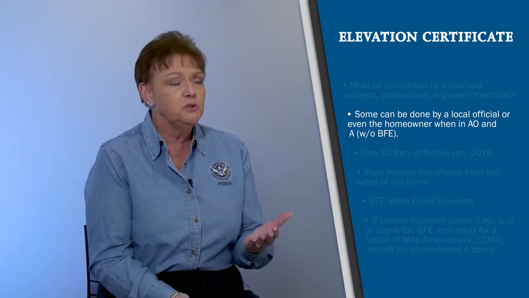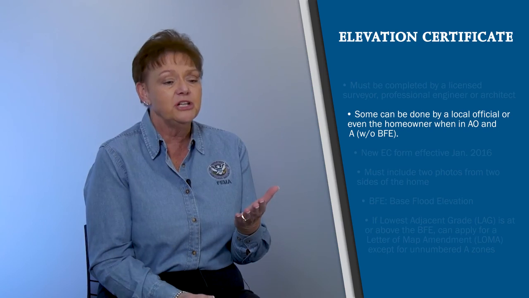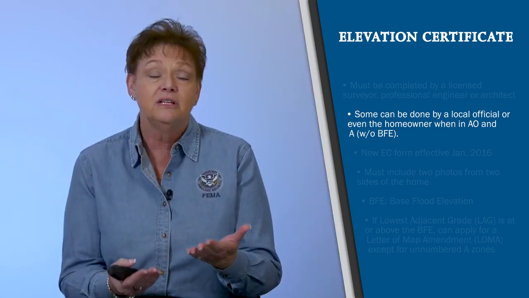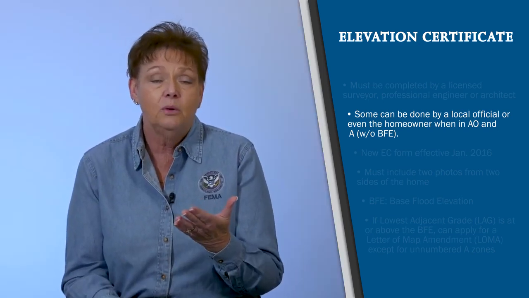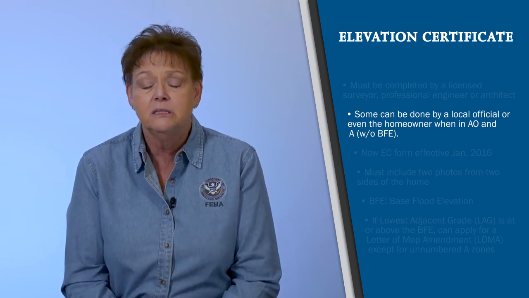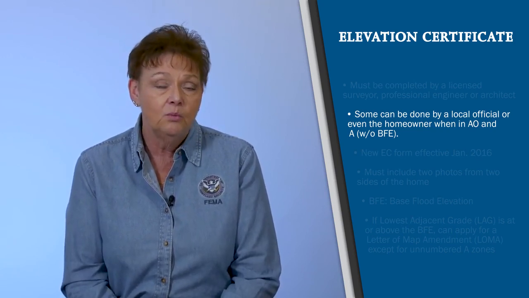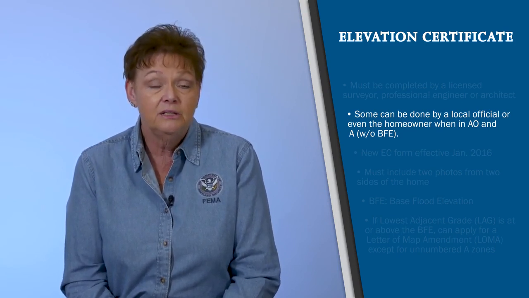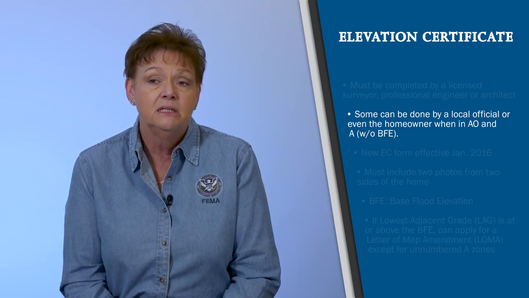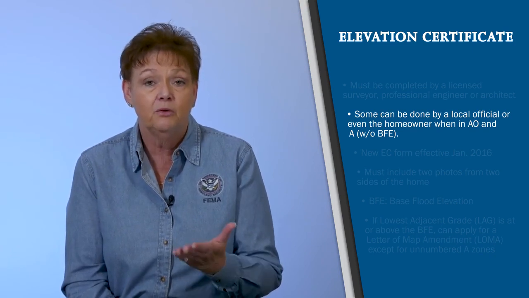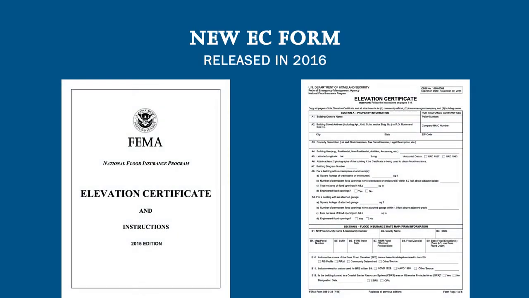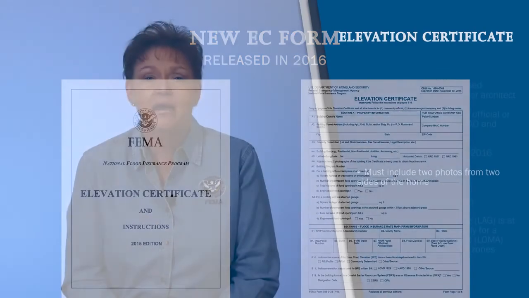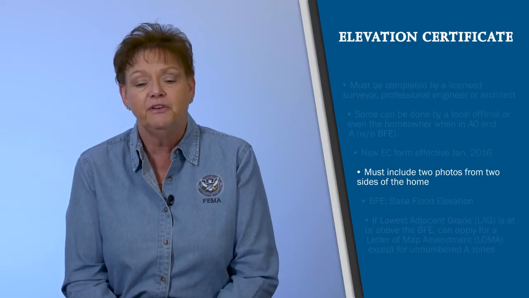And we're looking at the difference between the lowest floor and the highest adjacent grade. In the AO zone, there's a depth on the map, so it's got to be equal or greater than that depth difference. In a numbered A zone where the base flood has not been established, in order to get a good or a better insurance rate, that has to be at least 2 feet between the grade and the lowest floor. We have a new form, and as an insurance agent, you need to be sure that you have 2 photos from 2 different sides of the building attached to that elevation certificate.